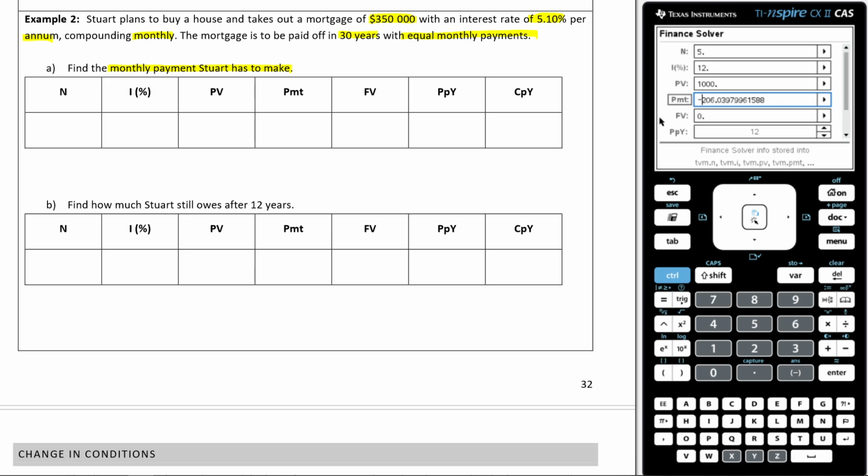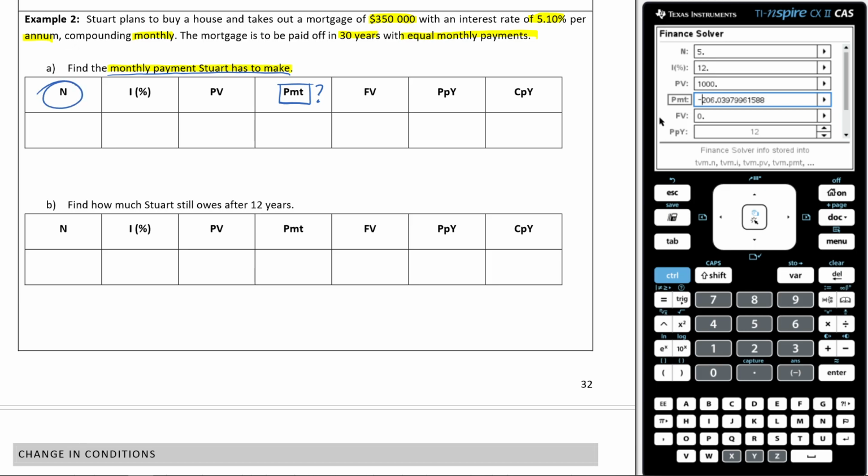All right, so let's be careful here. Let's figure out what information we're not given. It says find the monthly payment Stuart has to make. So we don't know how much his payment is going to be. We don't know what this is going to be, do we? We do not know because it's asking us, find the monthly payment that Stuart has to make. So we don't know the PMT.